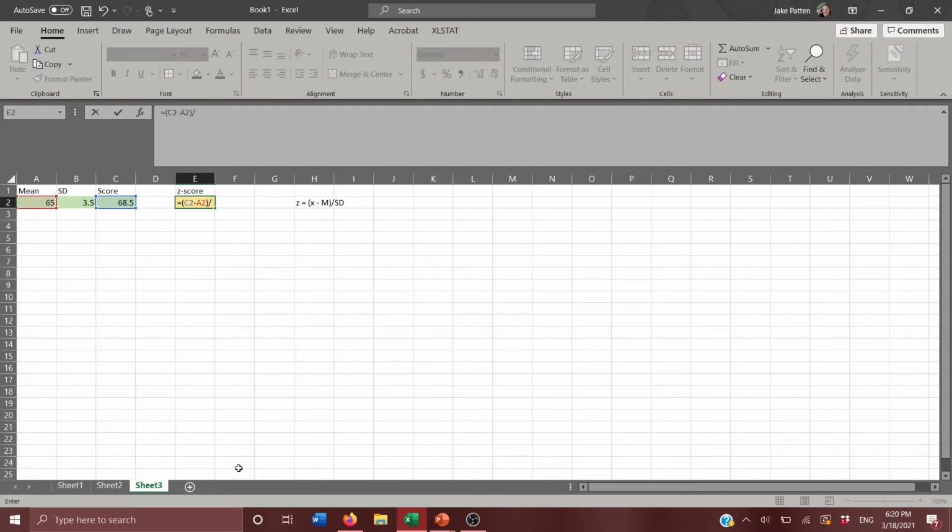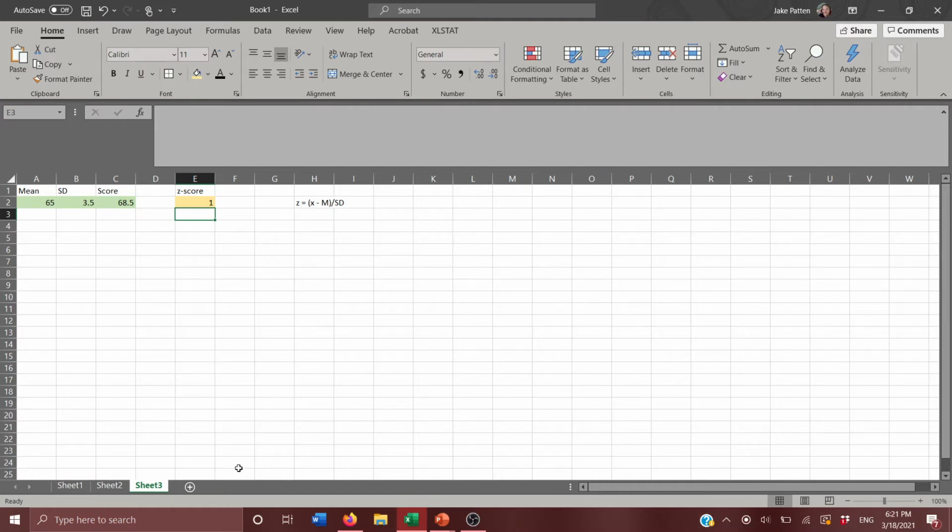Then throw in a division sign, and you're going to divide that phrase by the standard deviation, which is in B2. So what you've ended up with here is C2 minus A2 divided by B2, or again the score minus the mean divided by the standard deviation. Let's go ahead and press enter, and we get a 1. That makes sense. We're 1 standard deviation to the right. Okay, that was pretty easy, right?